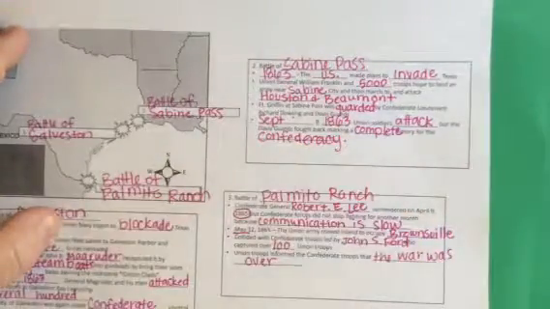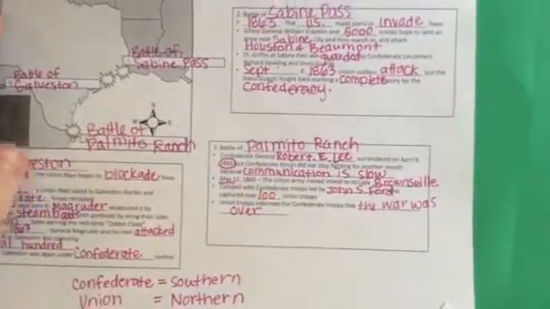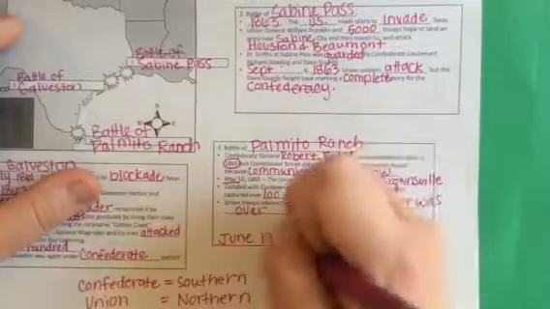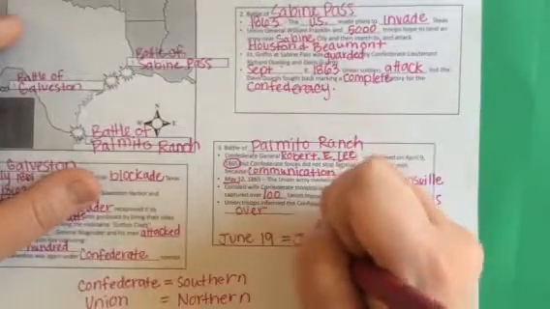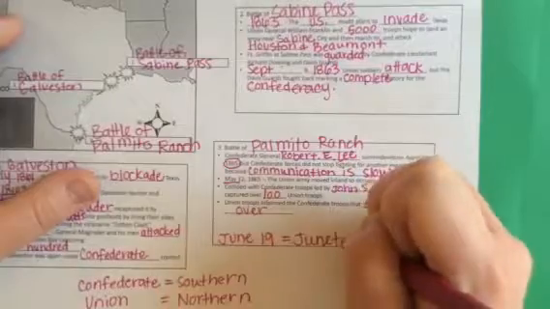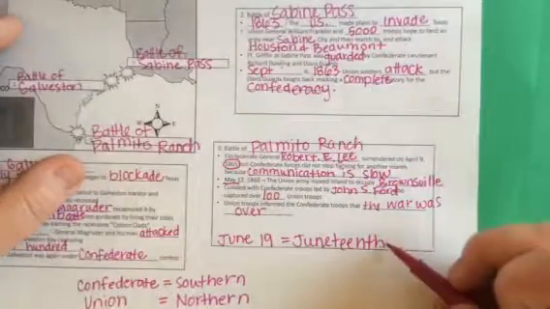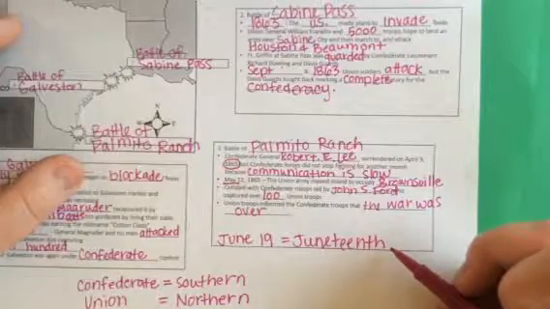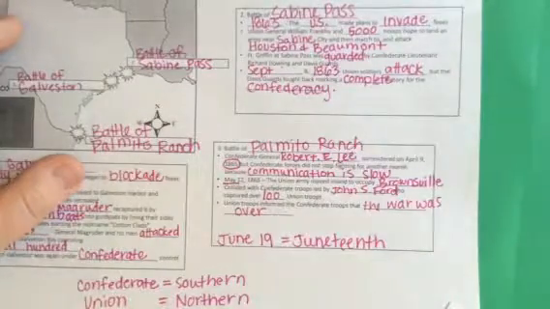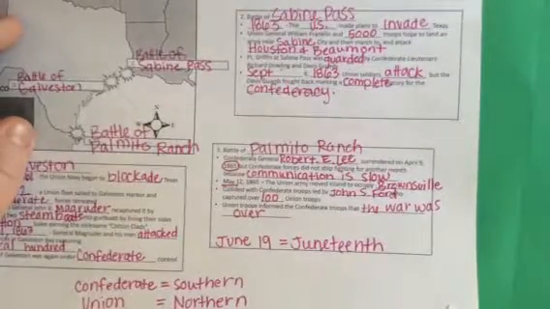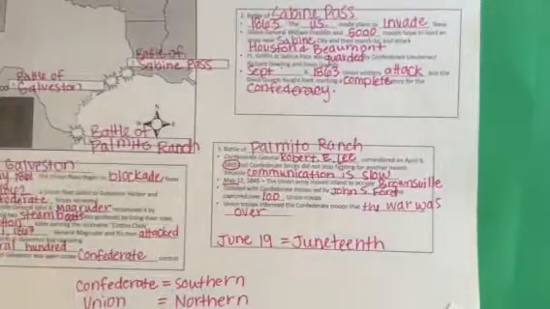And I want you to know that even though this was in May, the slaves are not aware in Texas that they're free until June 19th, which is also called Juneteenth. Maybe you already knew that. But this marks Texas Emancipation Day, when the slaves in Texas found out that they were free, that the war was over, that the North had won.